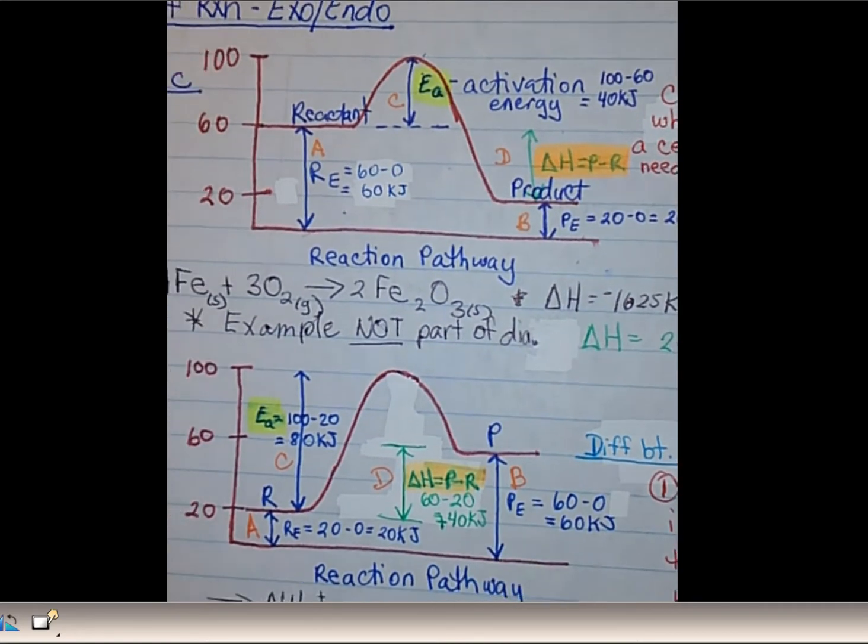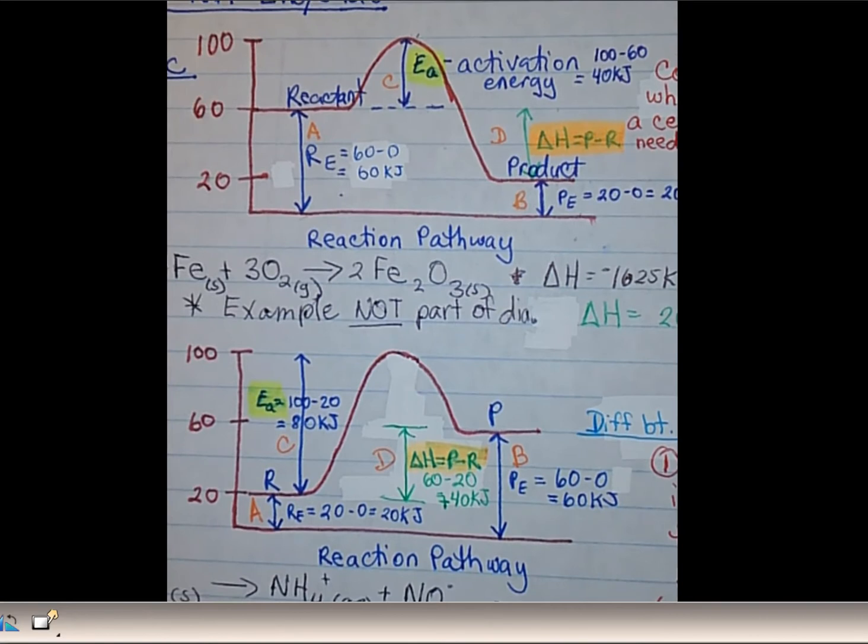So this was just a really quick lecture on potential energy diagrams and what they actually mean. If you can learn how to read them correctly, they can give you a lot of information, and it goes back to the original principles of thermochemistry.